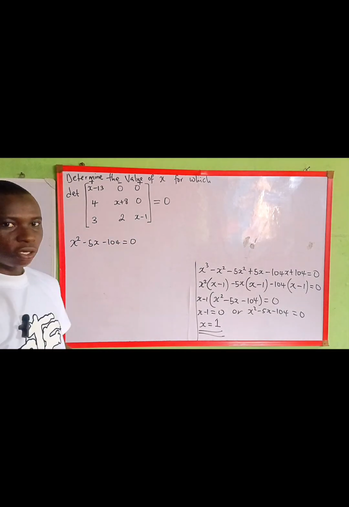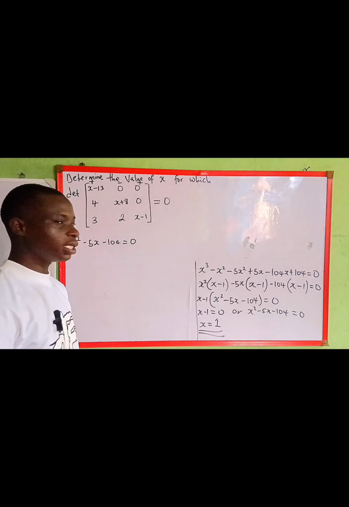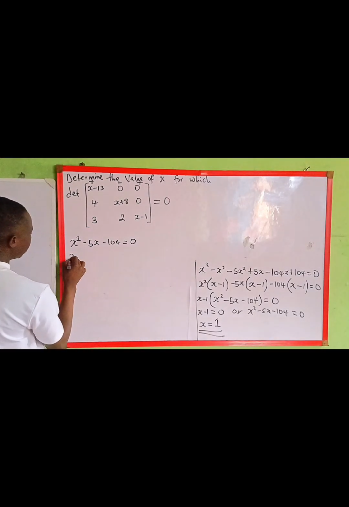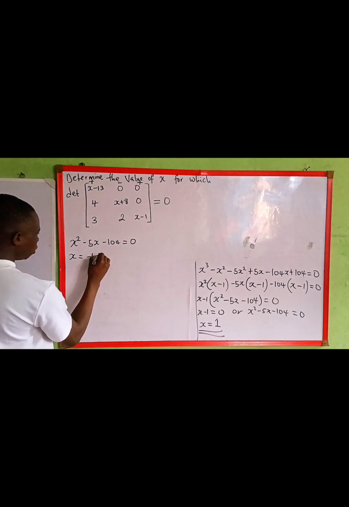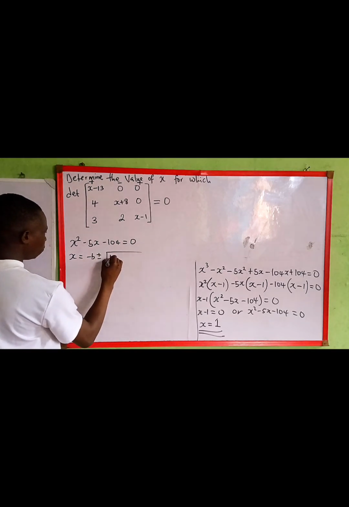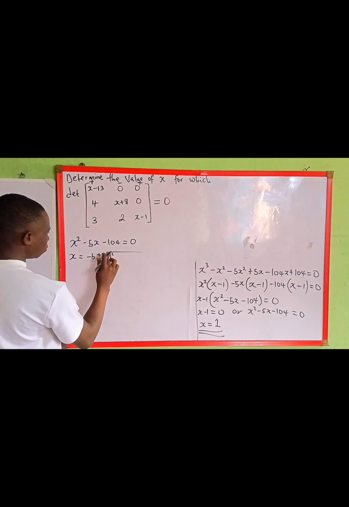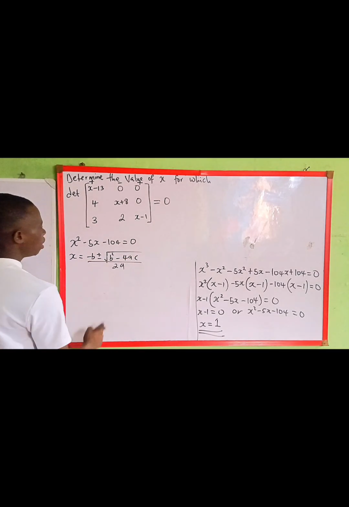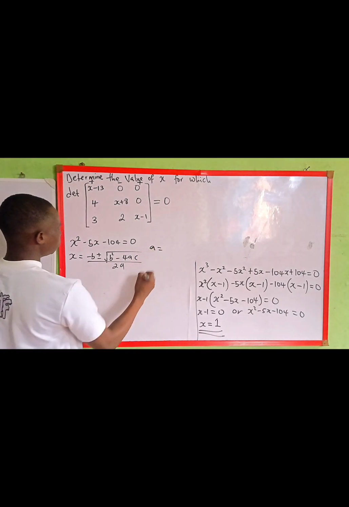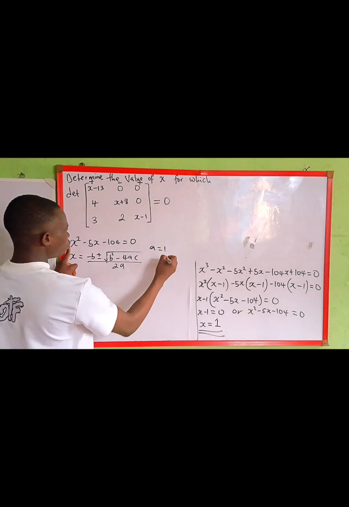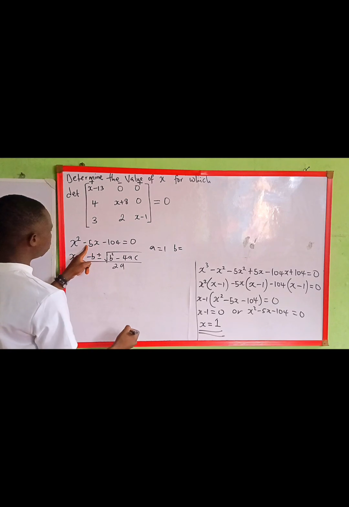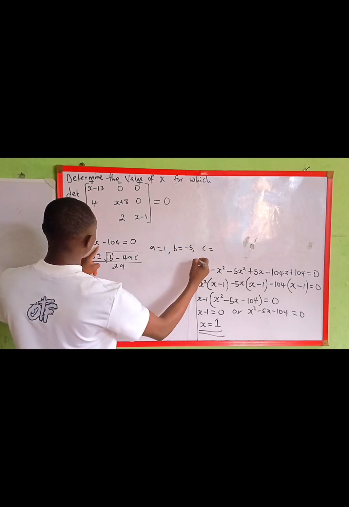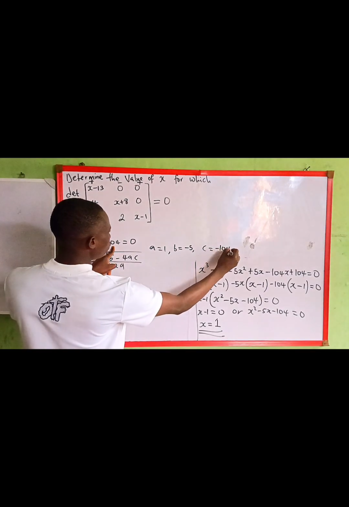We have many methods of solving a quadratic equation, but in this case, let's apply the formula method quickly. Remember the quadratic formula: x is equal to minus b plus or minus square root of b squared minus 4ac, everything all over 2a. And from this equation, our a is the coefficient of x squared, which is 1. Then b is the coefficient of x, which is negative 5. Then c is the constant, negative 104.